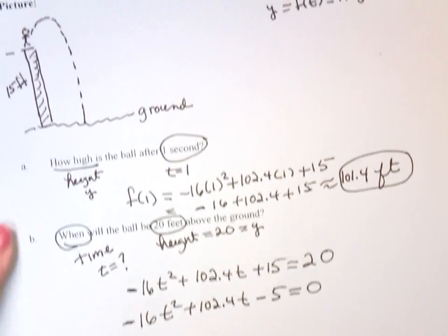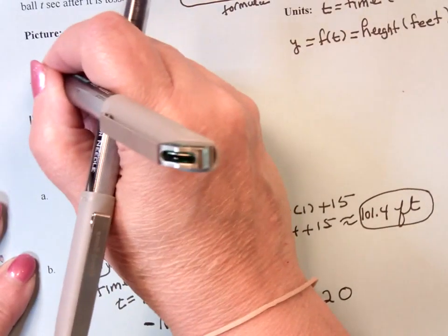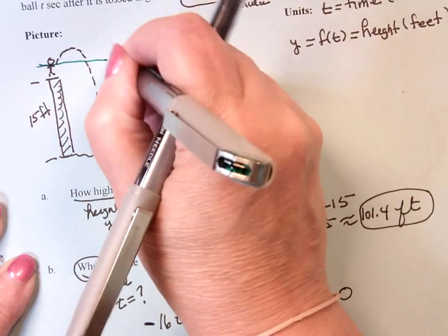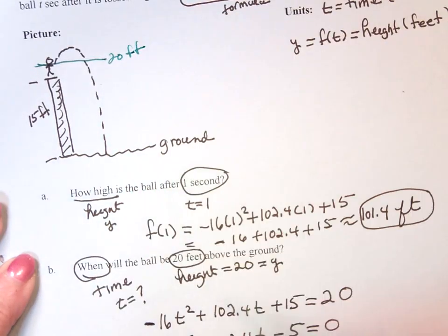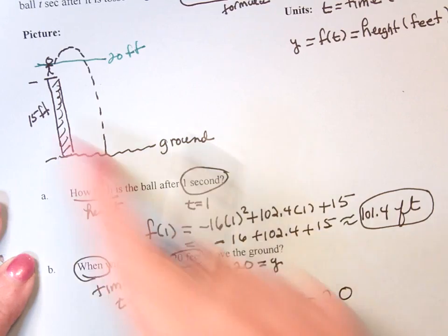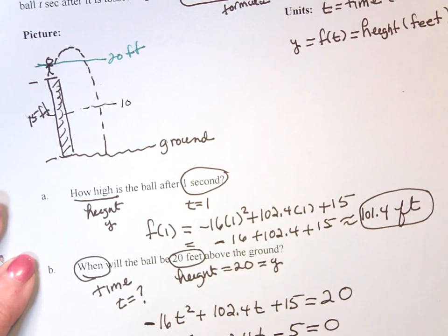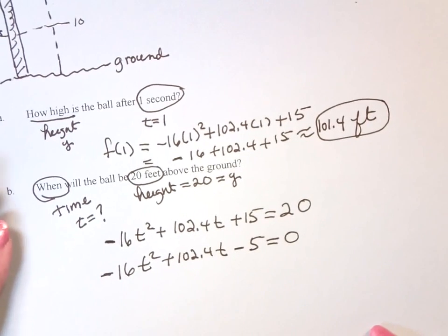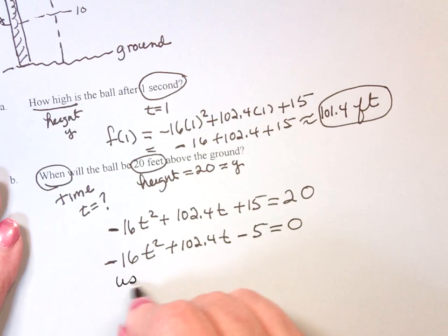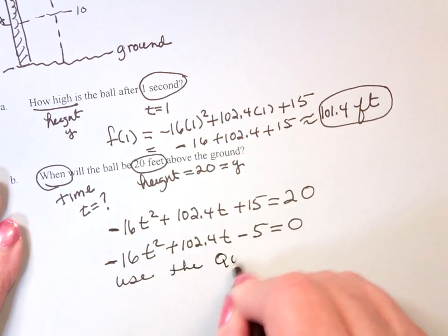So what I'm really finding, if this is 15, 20 is about right there. And you're going to see I'm going to have two answers, one on the way up and one on the way down. If I were to say at 10 feet, 10 feet might be here, I would just have 10 on the way down. But we want 20 feet. And of course this doesn't factor, so I'm going to have to use the quadratic formula.